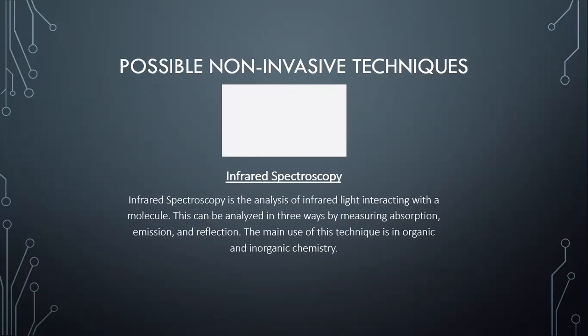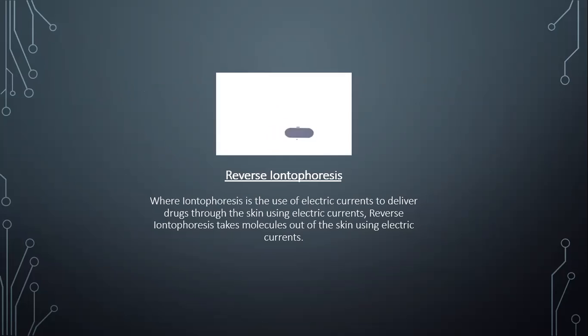Now, what are the possible non-invasive techniques? Number one, infrared spectroscopy. What is infrared spectroscopy? It is the analysis of infrared light interacting with the molecule. This can be analyzed in three ways: by measuring absorption, emission, and reflection. The main use of this technique is in organic and inorganic chemistry. Number two, reverse iontophoresis, where iontophoresis is the use of electric currents to deliver drugs through the skin. Reverse iontophoresis takes molecules out of the skin using electric currents.